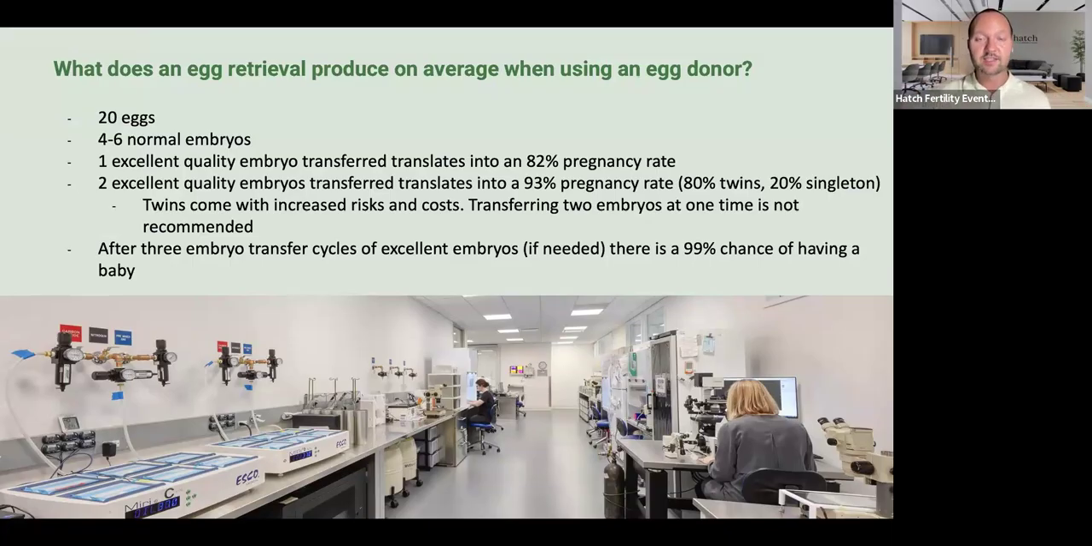And what does that translate into in terms of pregnancy rates? One excellent quality embryo transfer translates into about an 82% first pregnancy transfer rate. And if that's two, it's a 93% rate. We do not do twins at PFCLA and Hatch, which is important. We do get that question. It comes with increased risks and costs, and it's not recommended. But we're still giving that example of how it looks.